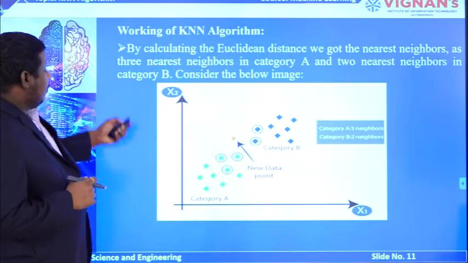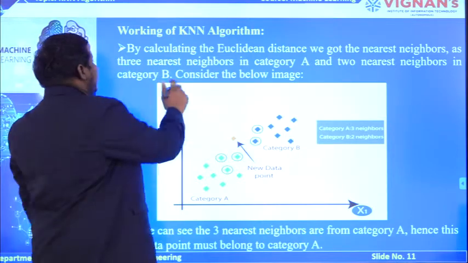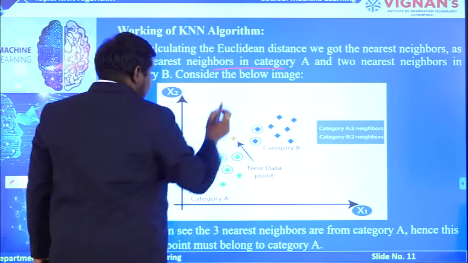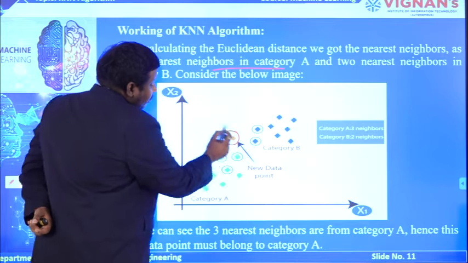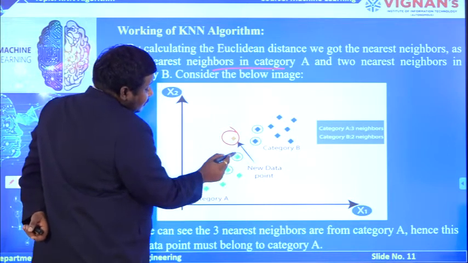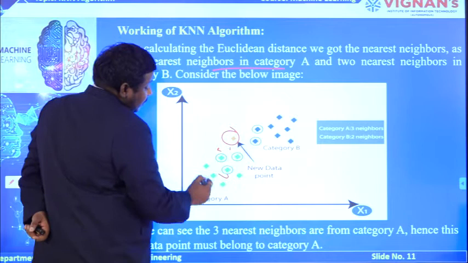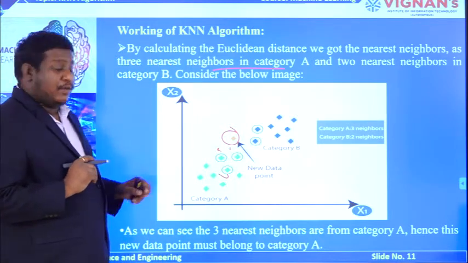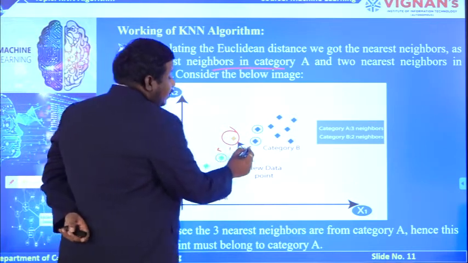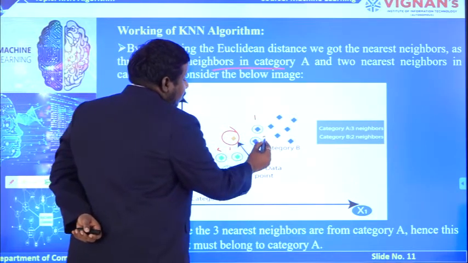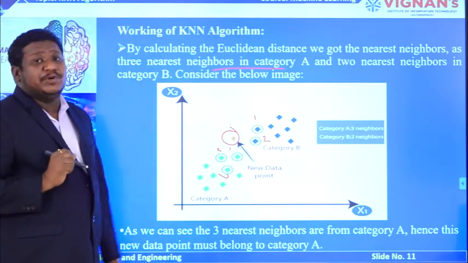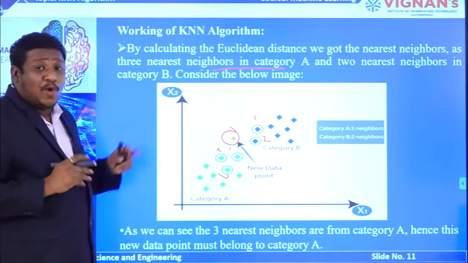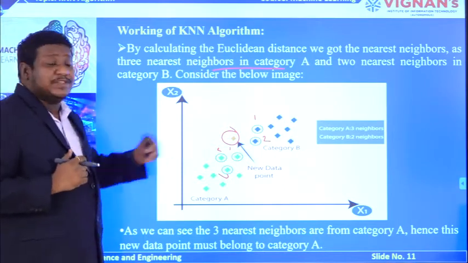by calculating the Euclidean distance, we got 3 nearest neighbors in category A. See, this is our new data point. From this, what are the 3 nearest points? 1, 2 and 3 in category A. These 3 are the nearest neighbors for this new data point from category A. Similarly, we identified 2 data points in category B. Those 2 are the nearest neighbors for this new data point. So in the next step of the algorithm, what do we need to see? We need to count the number of nearest points for this new data point.